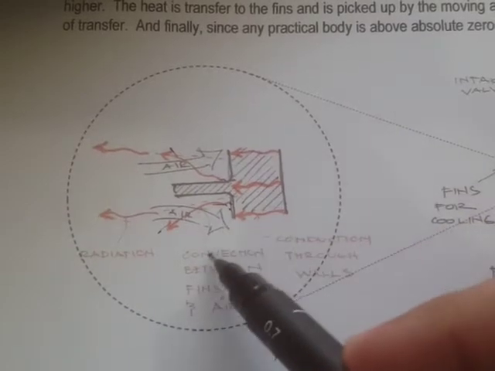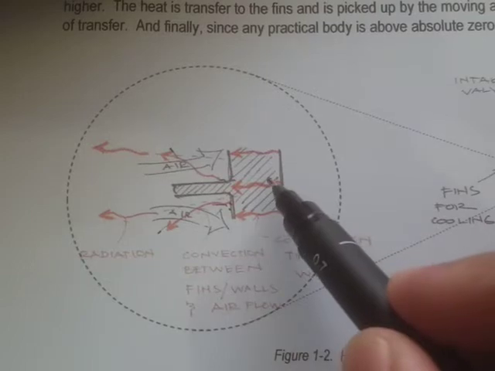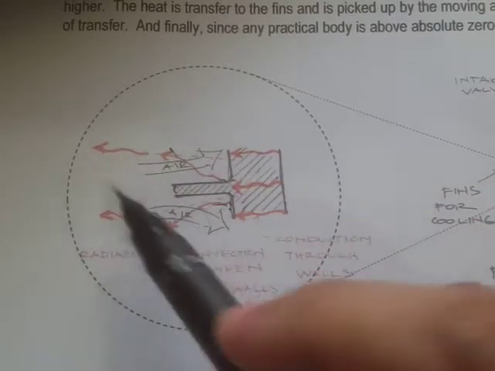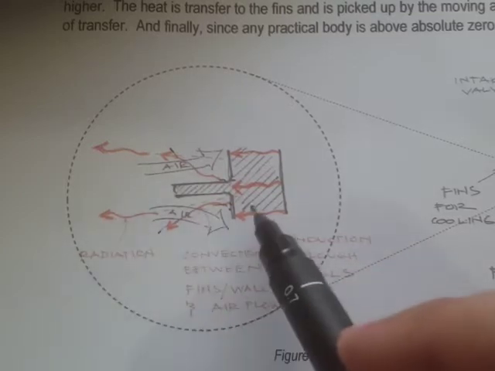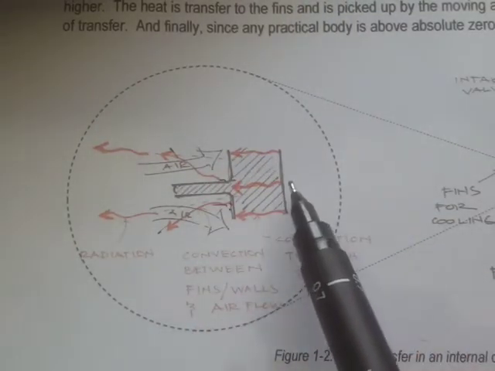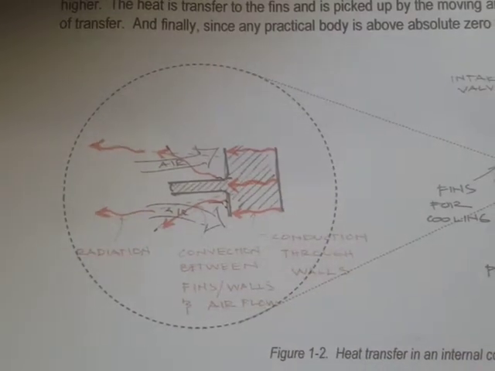Okay, and radiation exists simply because the temperature of the body is above 0 Kelvin, so it has to radiate somehow. So we can see right here in this phenomenon the three basic modes of heat transfer.